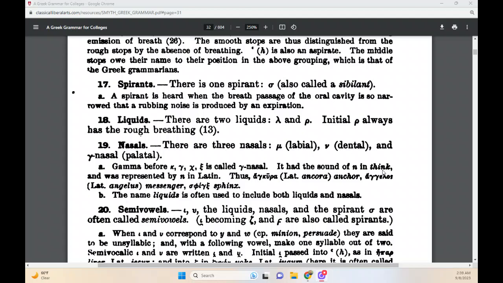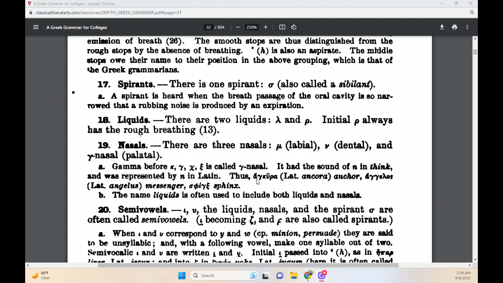That's the gamma nasal. So whenever gamma comes before kappa, gamma, ki, or xi, it's pronounced with the sound of N in think. This is represented by N in Latin, but it's a gamma in Greek. So we've got some examples here which will make this clear, and I'll pronounce these for you.